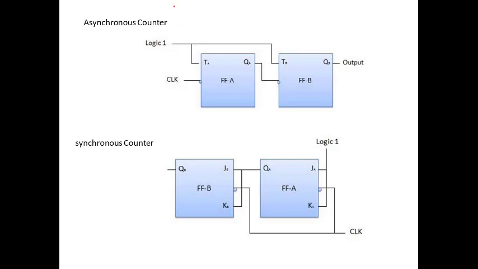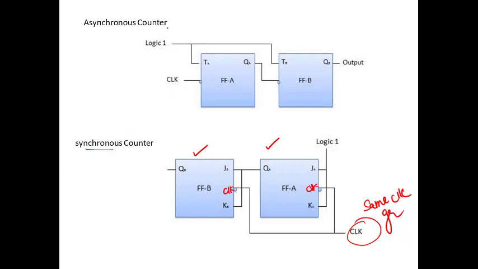So, asynchronous counter and synchronous counter. What is meant by a synchronous counter? You have 2 flip-flops and a clock signal. For the 2 flip-flops, all the clocks will be tied together and given from the same clock generator. Meaning both the flip-flops are synchronized to the same clock. This is said to be a synchronous counter.